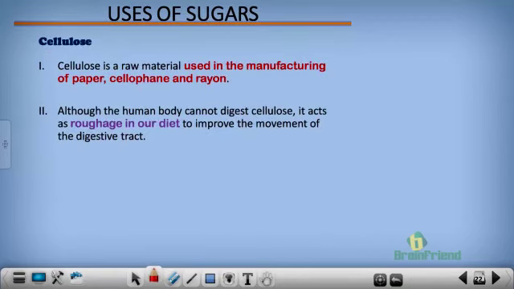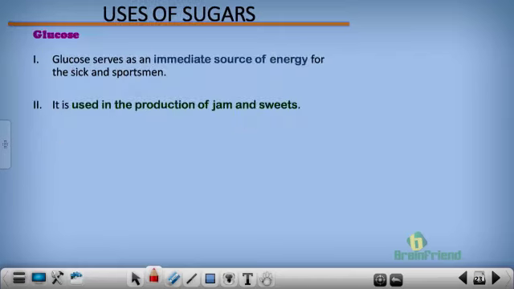Another sugar to talk about is cellulose. Cellulose is a raw material that is used in the manufacturing of a lot of items such as paper, cellophane, and rayon. Two, the human body cannot digest cellulose, but it acts as a roughage in our diet to improve the movement of the digestive tract.